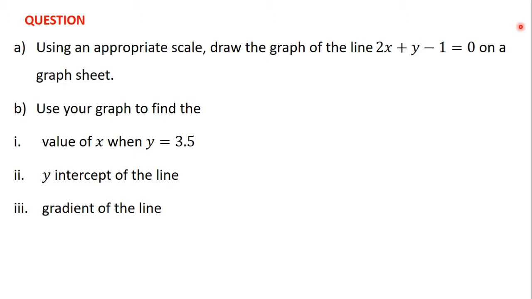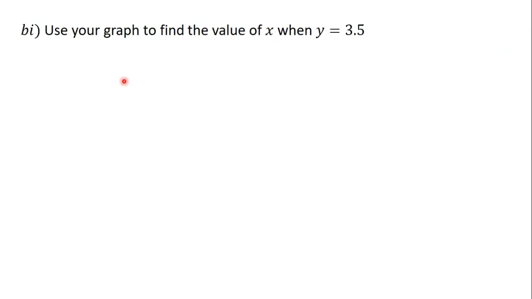Welcome back. We solved the first part of this question in the previous video. That is, we drew the graph of the line 2x + y - 1 = 0 on a graph sheet. In this video, we are going to use the graph that we drew in the previous video to find the value of x when y is equal to 3.5. So use your graph to find the value of x when y is equal to 3.5.